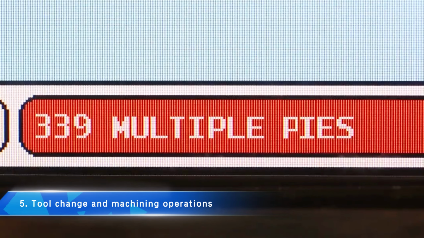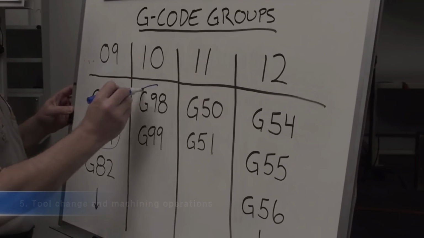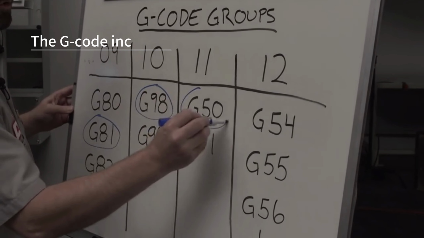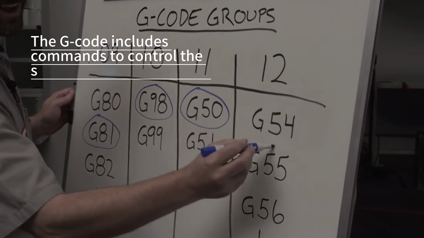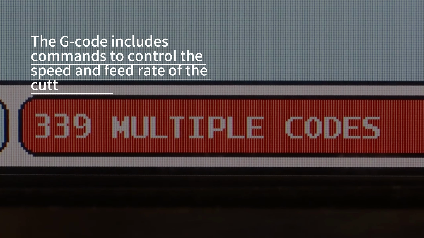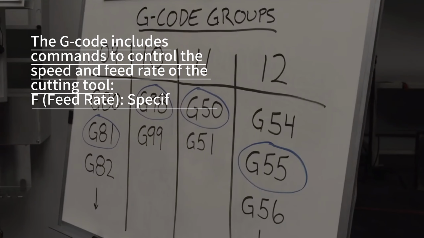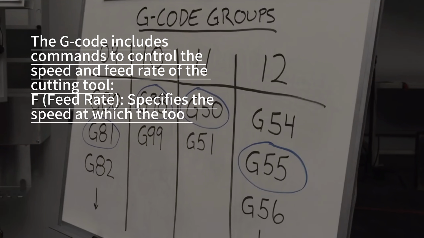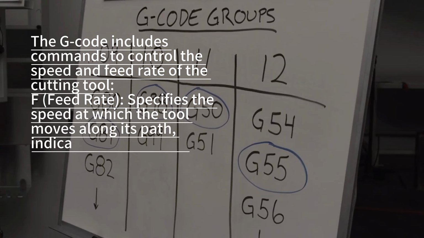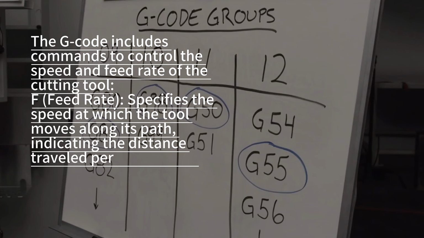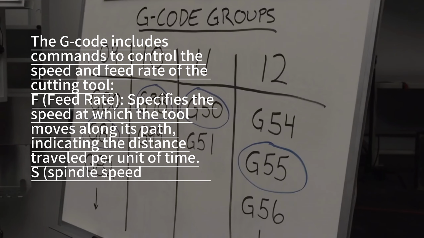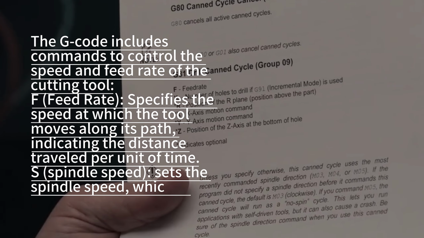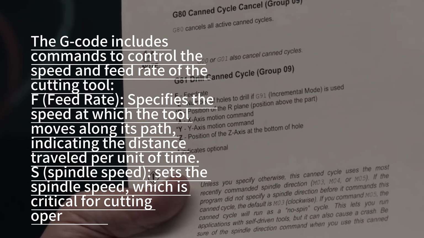5. Tool change and machining operations. G-code includes tool change instructions, M06, and various machining operations. For example, M03, spindle on, clockwise, activates the spindle in a clockwise direction. M05, spindle stop, stops spindle rotation.